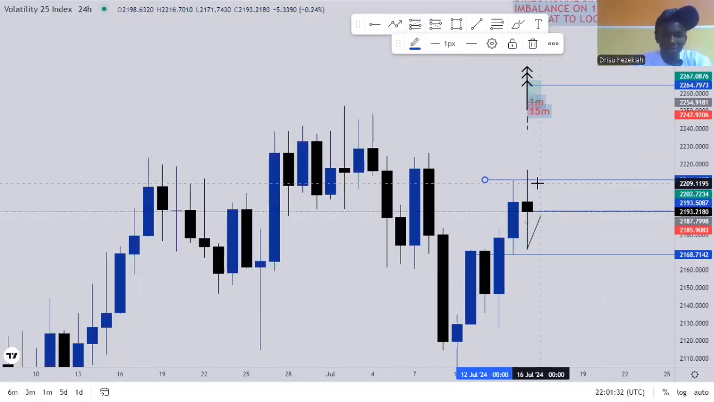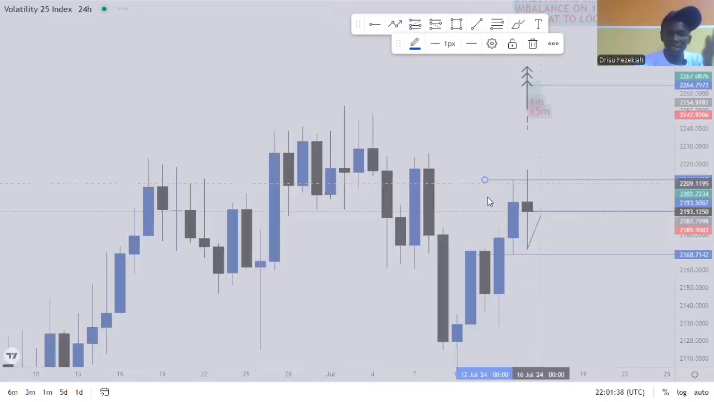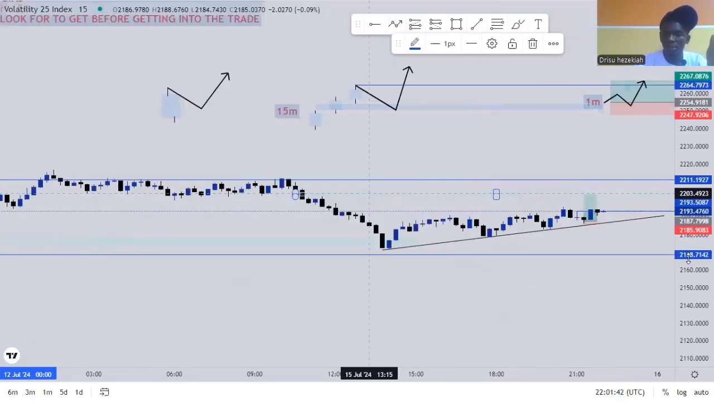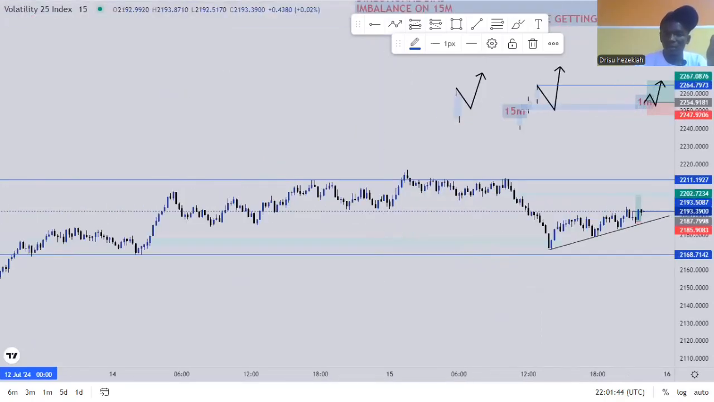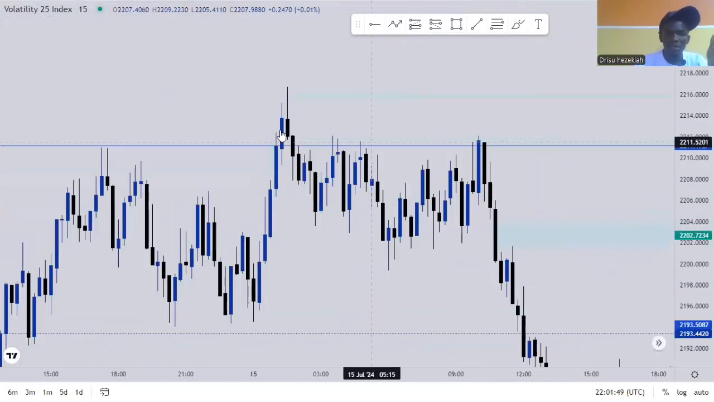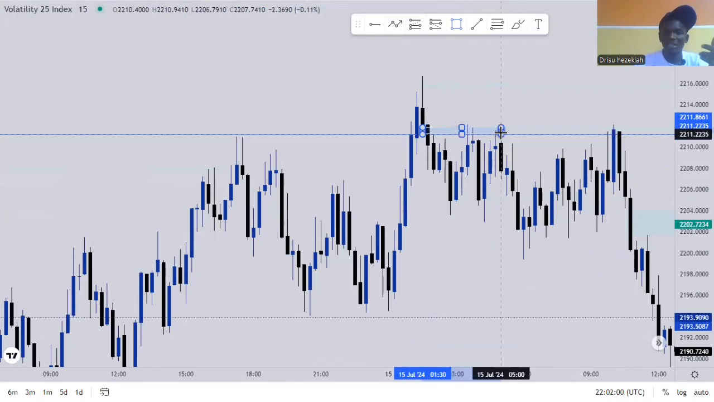You scale down to the 15-minute time frame, for example. What are you looking for? Imbalance within that same leg. That is the top that led to what? Look at this, this is where the market swept the daily high. It left a bit of imbalance within this level. Can you see that?